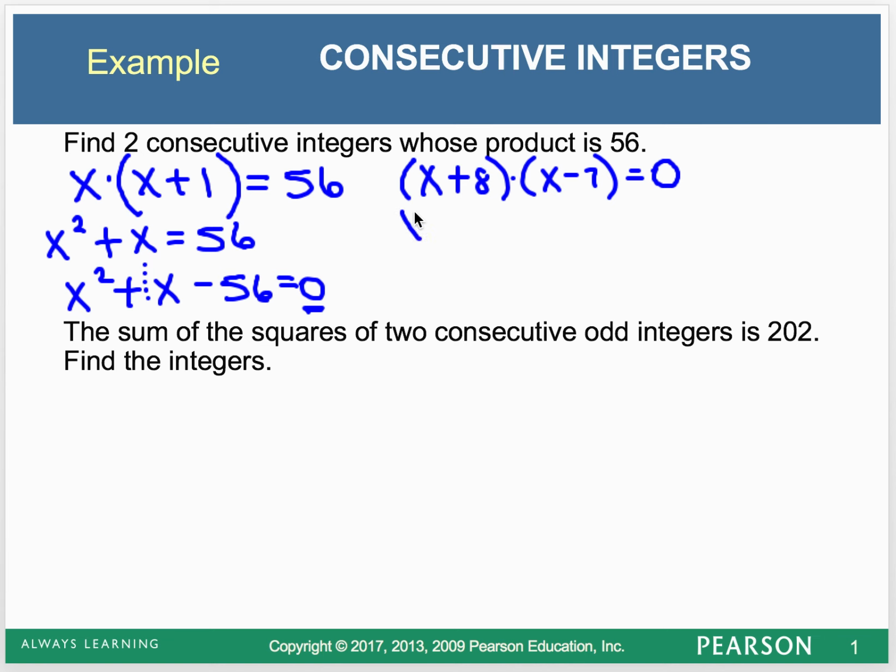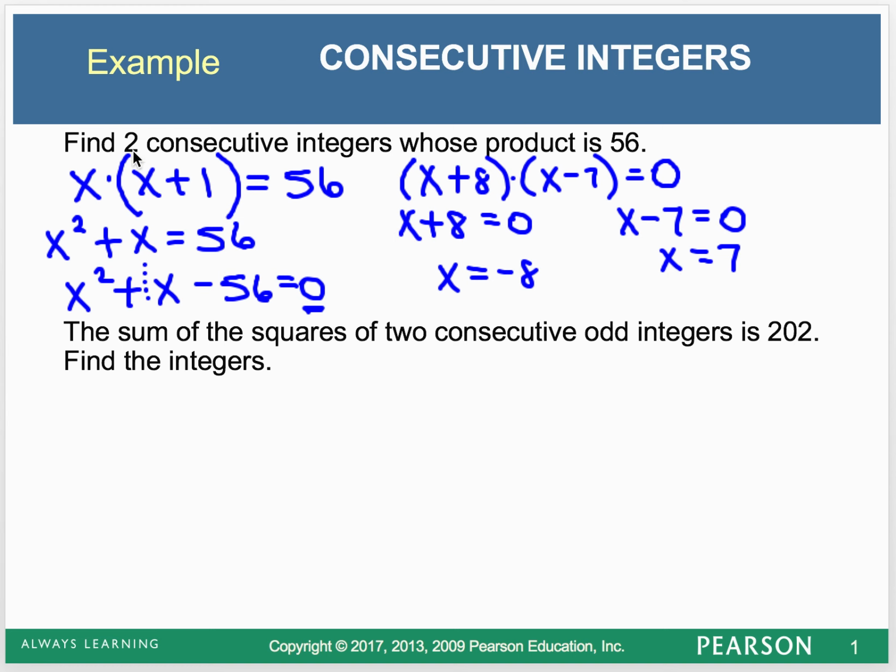So I'm going to write this at least one more time. That means x plus 8 equals 0 or x minus 7 equals 0. Okay, simple linear equation. If we subtract 8 from both sides, we have x is negative 8. Or if we add 7 to both sides, x is 7. Now, these numbers are not consecutive. So these are not my final answer.